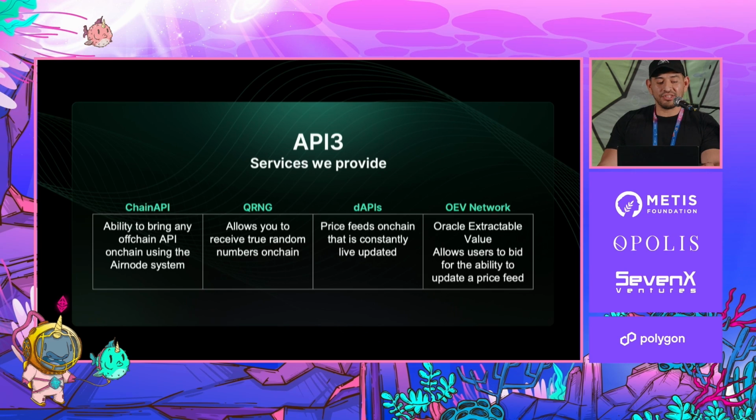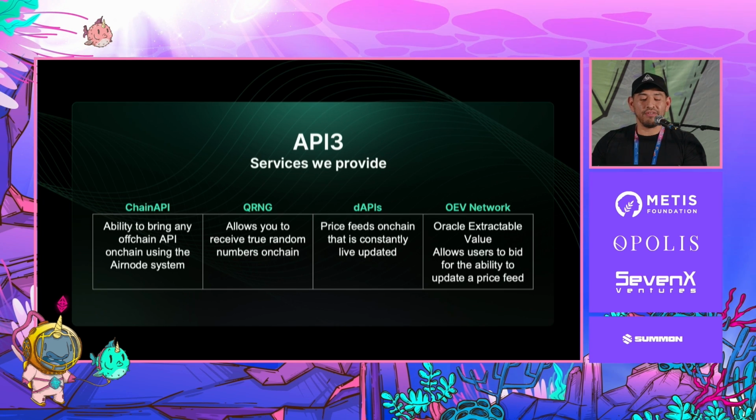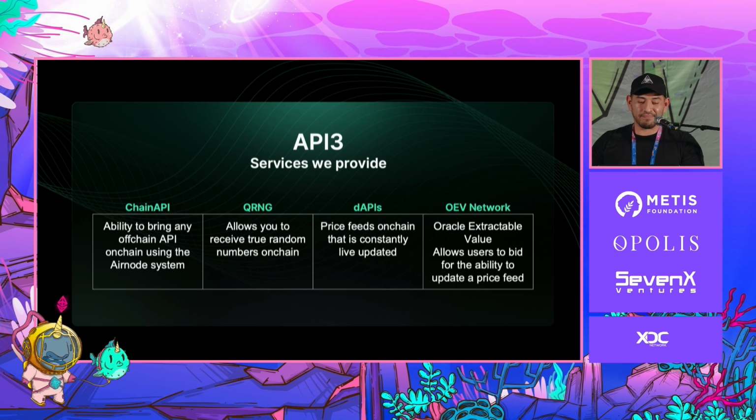Stepping through, we offer four services right now. We have a Chain API, which allows you to bring your off-chain data on-chain. We have QRNG, which allows you to bring random numbers to your smart contracts. We have DAPIs, which are price feeds that are pushed on-chain. And our newest product, which is OEV Network, which stands for Oracle Extractable Value, which allows users to bid for the ability to update a price feed. And we're going to dig into that today.